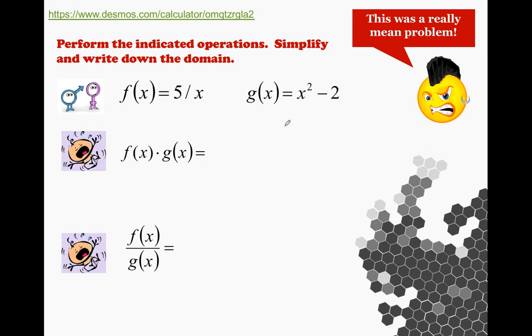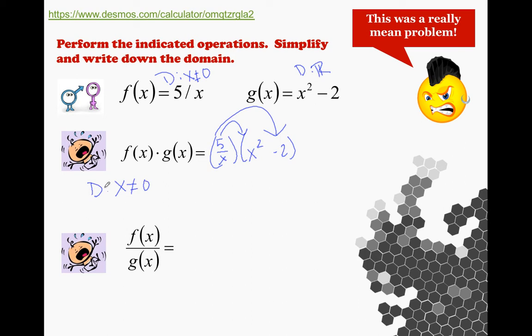And then our favorites, multiplication and division. Let's go ahead and write these again. x does not equal 0, and this is all real numbers. 5 over x times x squared minus 2. Let's do some distribution. And remember, I should be able to find the domain right here: x does not equal 0. We know it right away.